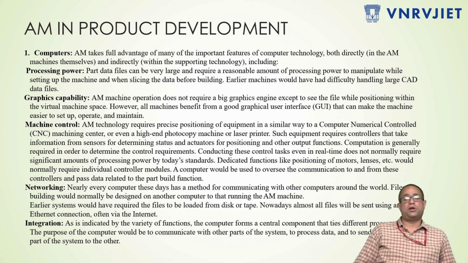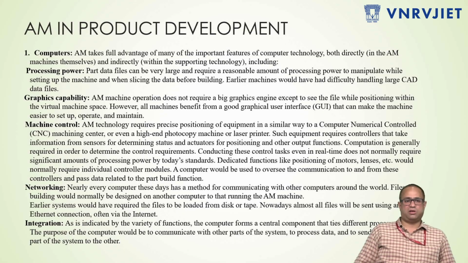So what is the main role in additive manufacturing and product development? What are the essential things which are required? The first thing is the computers. Mostly the computers play a prominent role, because we are going to do the physical objects as output, so all sorts of CAD modeling we are going to do in the digital form. That is the reason why computers play an important role.